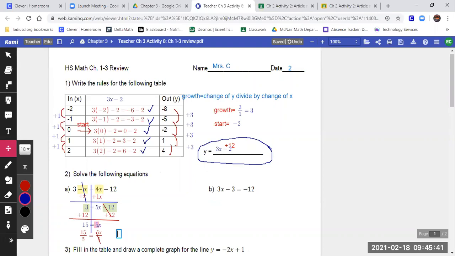What are we going to say the answer is? X equals 3. Exactly. X equals 3 because 15 divided by 5 is 3. Okay. Now we need to check our answers though. We can't assume that we did the right thing.